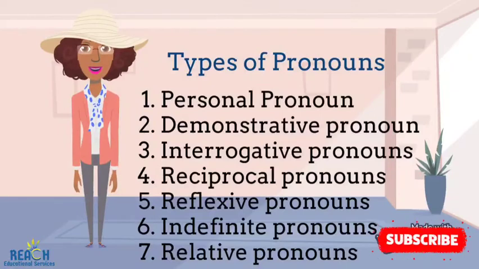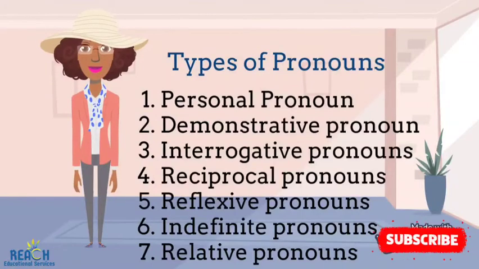And the reciprocal pronouns. We use reciprocal pronouns when each of the two or more subjects is acting in the same way towards the other. There are only two reciprocal pronouns and they are both two words. So each other and one another. For example, Mary and John love each other. Or the gangsters were fighting one another. Because remember, I said that reciprocal pronouns are only two, each other and one another.